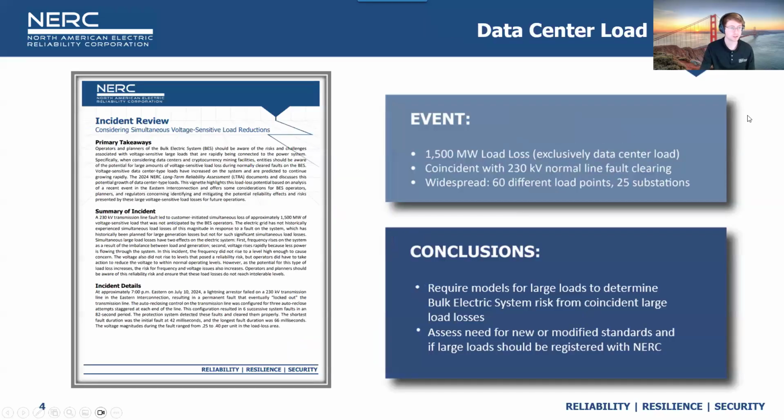So for this specific event, we released an incident review and tried to analyze what exactly happened and provide that to the industry as guidance. One big thing we saw here was that it wasn't just a single 1,500 megawatt load, it was 60 different load points across 25 different substations. So a lot of these were electrically close, and the fault was seen by all of them, and they were tripping offline. So it begs the question, do we need better models for these? And would we need to modify any standards for large loads and potentially look into registration for those?